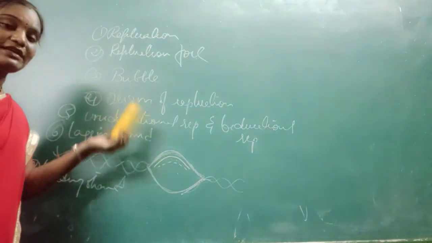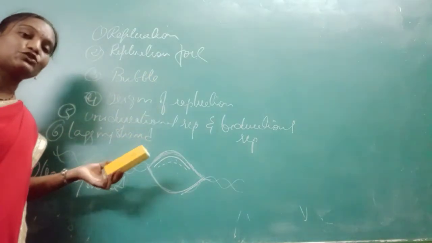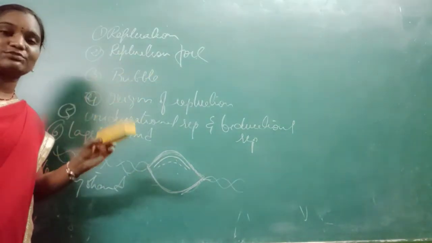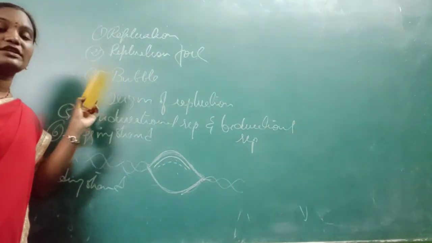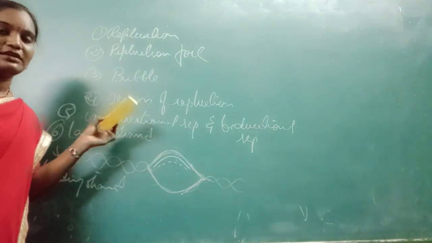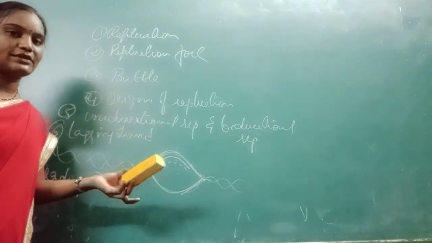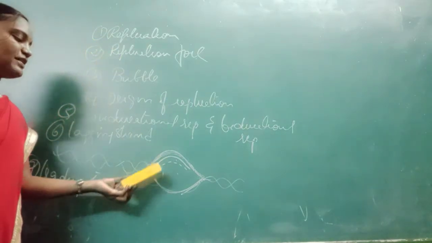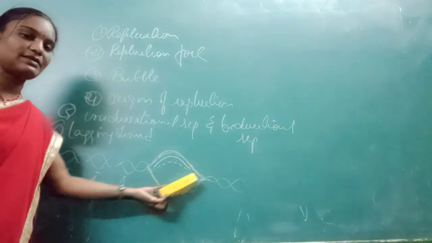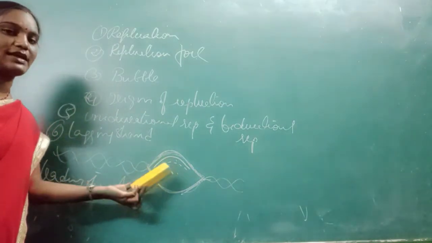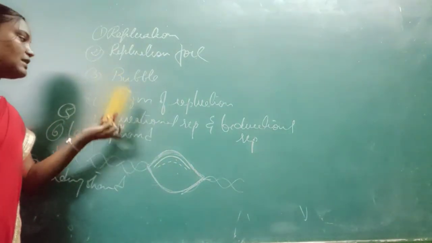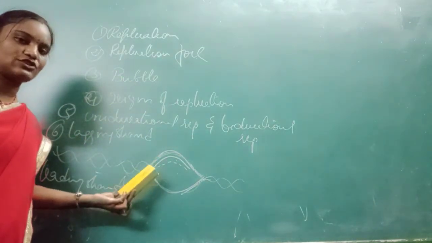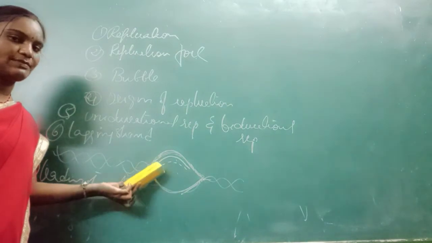Once again, these are the terms that you will learn during the mechanism of DNA replication, and I am just explaining the definitions. First one is replication, next the replication fork. The replication fork is the structure that prongs into the two strands. Replication bubble means the eye-like, bubble-like structure that is formed.